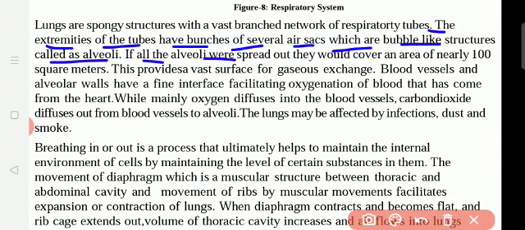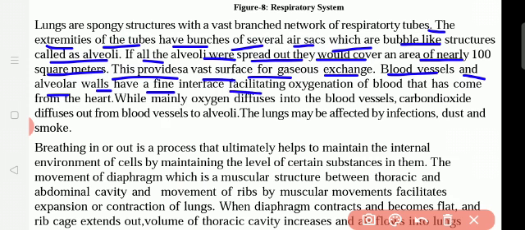If all alveoli were spread out, they would cover a large area. This provides a vast surface for exchange of gases near the alveoli in the lungs. Alveoli walls have a fine interface. Near the alveoli walls, blood vessels are present. Okay, here only, while oxygen diffuses into the blood vessels, carbon dioxide diffuses out. Diffuses means oxygen goes into the blood vessels and carbon dioxide diffuses from the blood vessels into the alveoli.